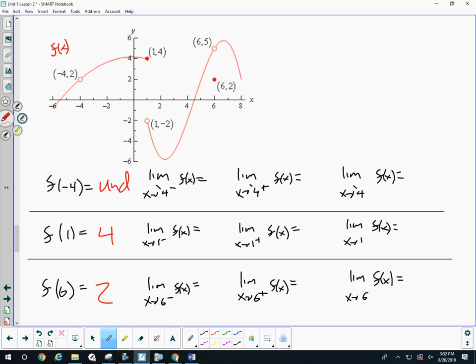You guys answer all these limit questions, focusing our attention at -4, at 1, and at 6. What is the limit as x approaches -4 from the left, right, and in general? 1 from the left, from the right, in general. 6 from the left, 6 from the right, in general. Go and check your answers with your neighbor.